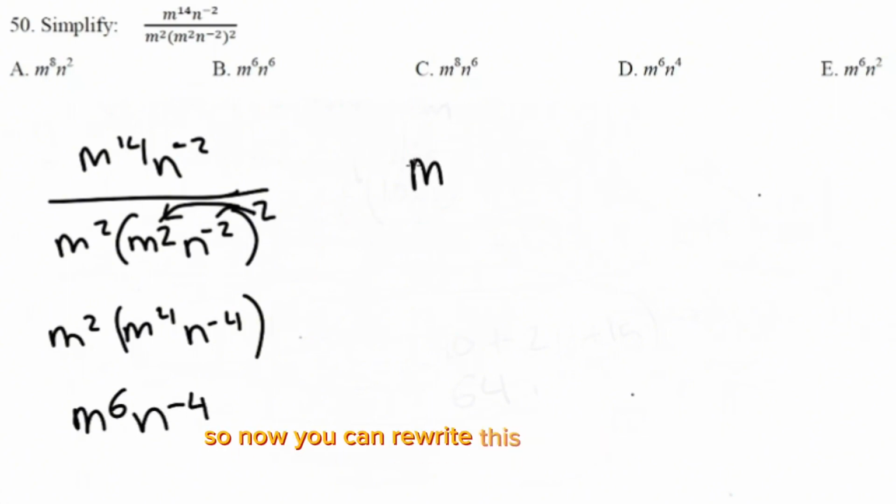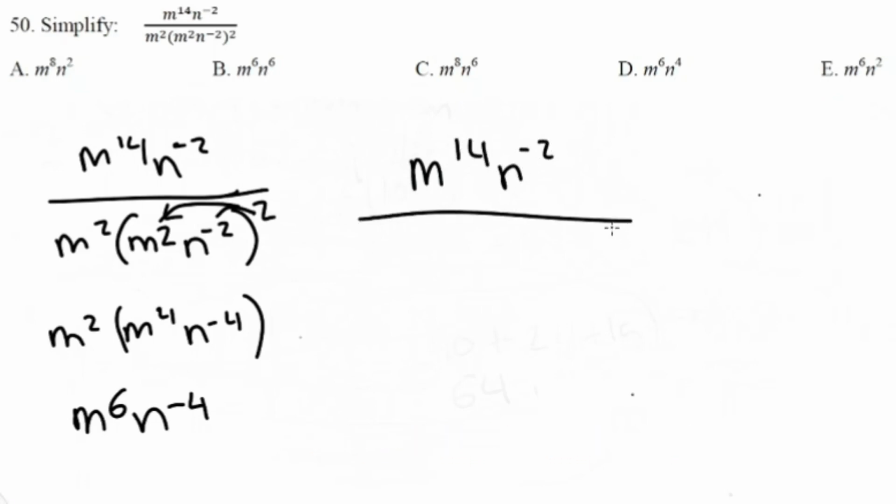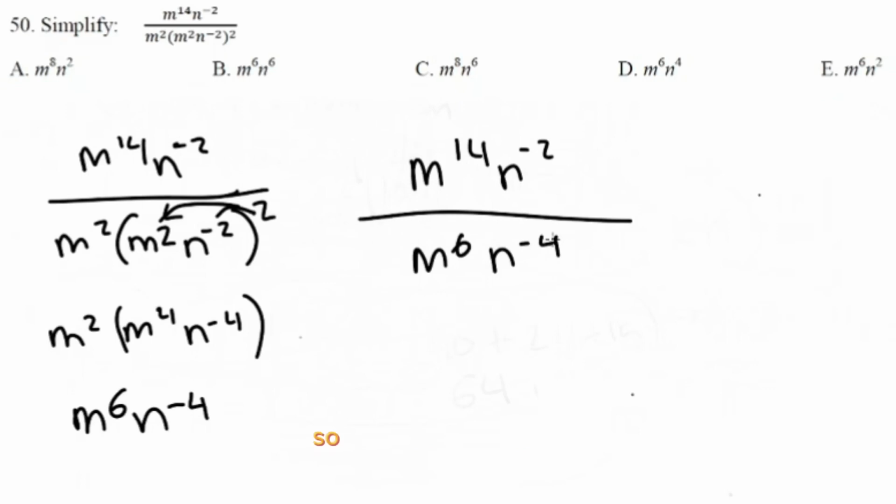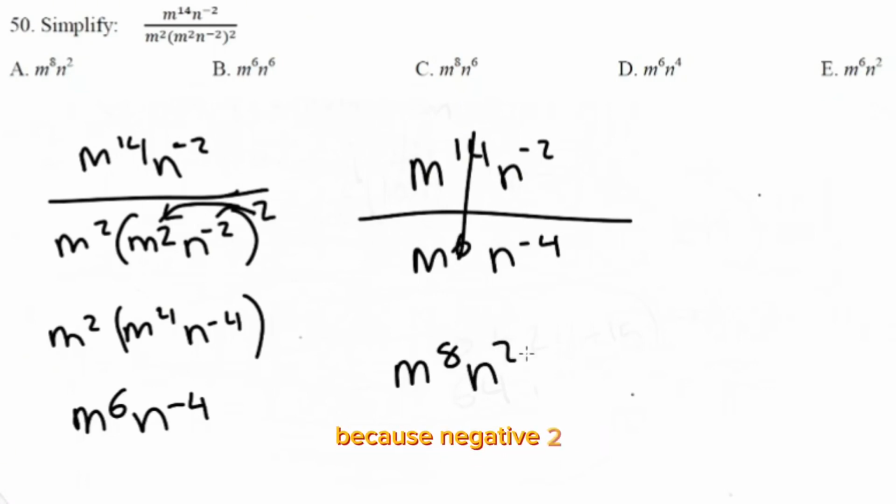So now we can rewrite this as m power 14, n power -2 over m power 6, n power -4. Now it's really easy to solve. When you have a problem like this, all you have to do is subtract the bottom exponent from the top exponent. So now this becomes m power 8 because 14 minus 6 is 8. And this becomes 2 because negative 2 minus negative 4 becomes negative 2 plus 4, which is 2. So now we're left with m power 8 and n power 2. And that's your answer.